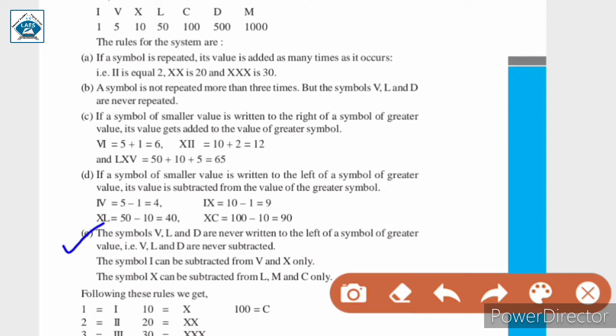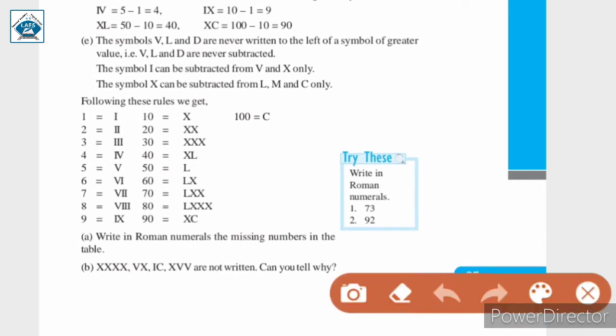The last rule is, the symbols V, L and D are never written to the left of a symbol of greater value. That is, V, L and D are never subtracted. यानी कि हम लोग कभी भी 5, 50 और 500 को subtract नहीं करेंगे. The symbol I can be subtracted from 5 and 10 only. The symbol X, that is 10, can be subtracted from L, M and C only. So these are the rules, and using these rules we can get the following Roman numerals.